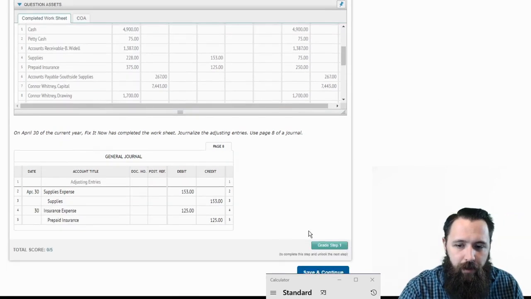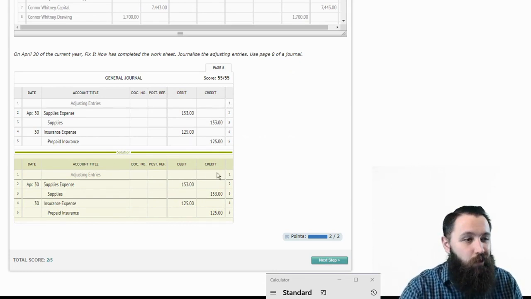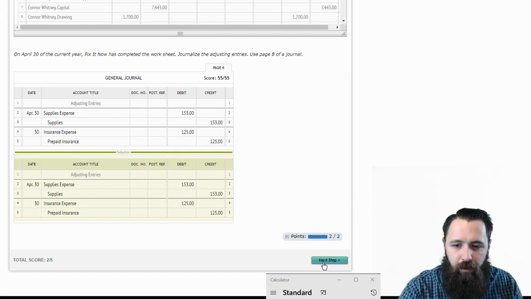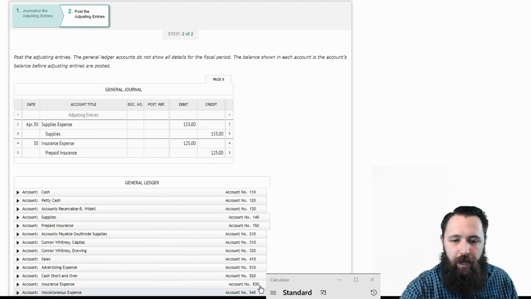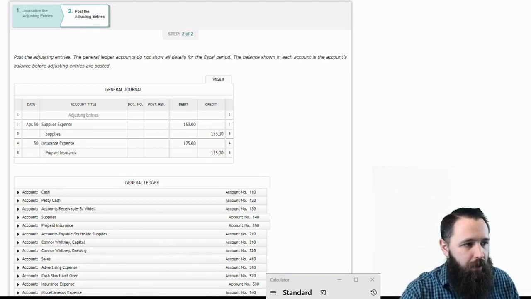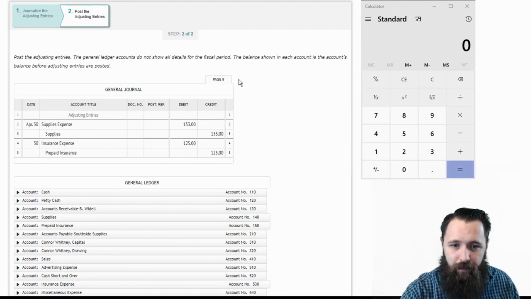So let's go ahead and grade step 1. And there we go, 2 out of 2. You do not have a source document for this, so that's why you don't put anything in there. Let's go to the next step, though. Now we're going to post the adjusting entry, and that's where we might need our calculator because we're going to be figuring out some balances here.